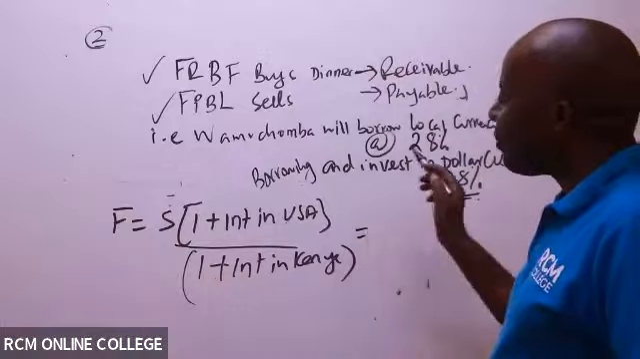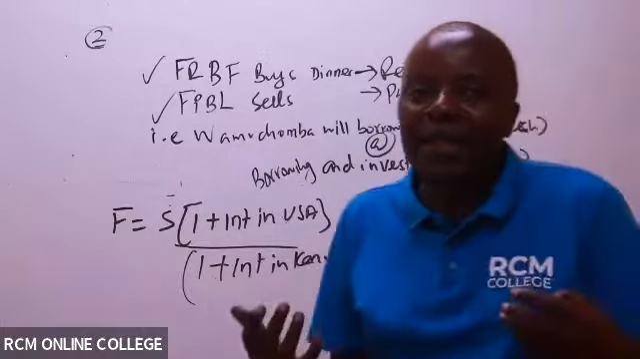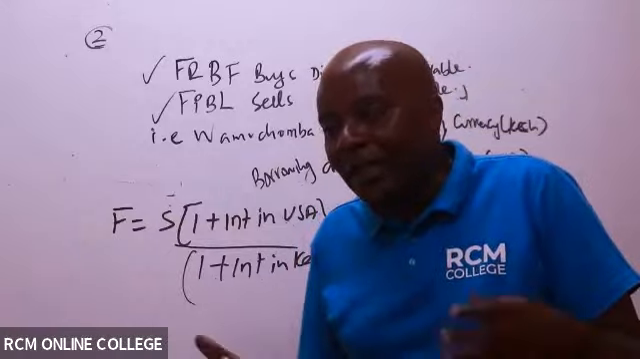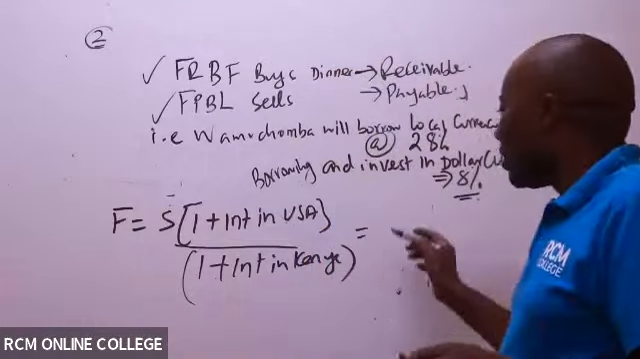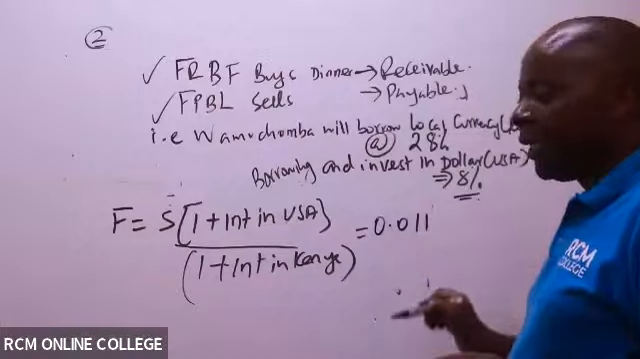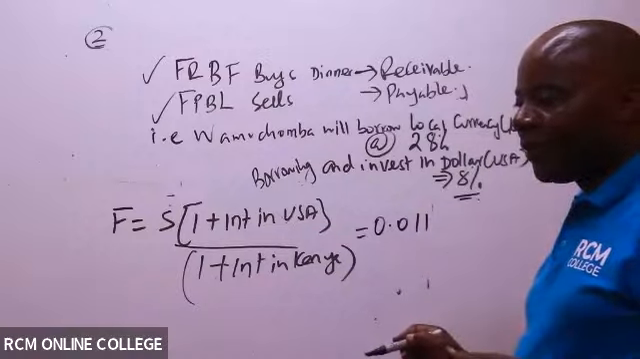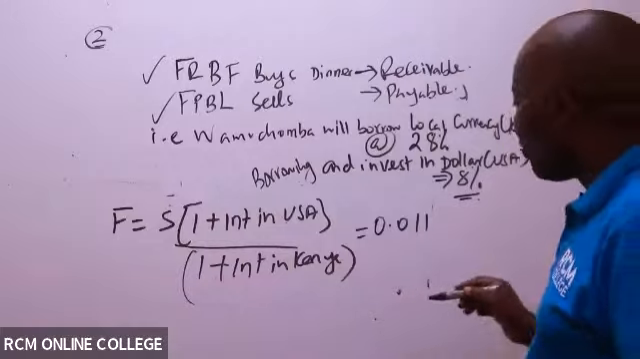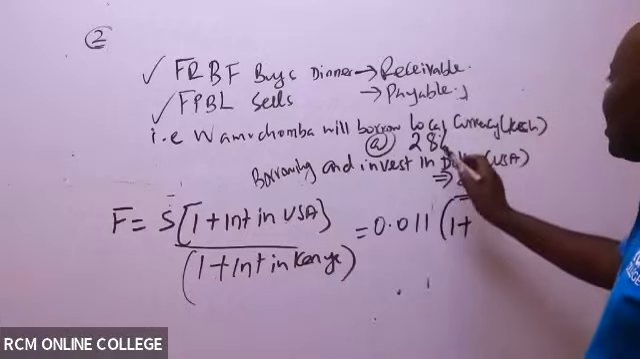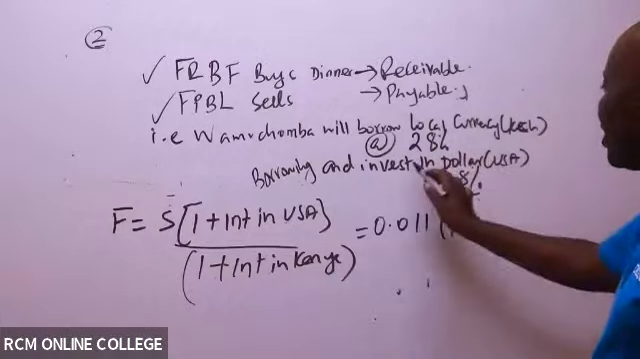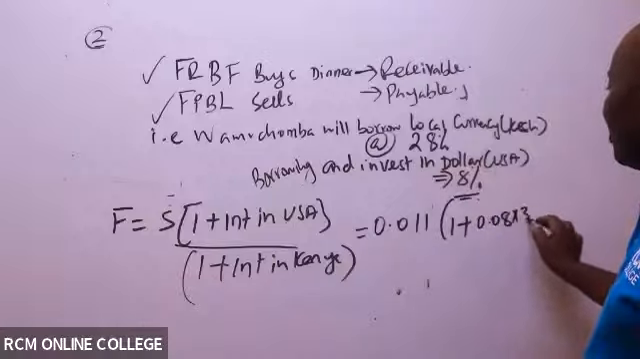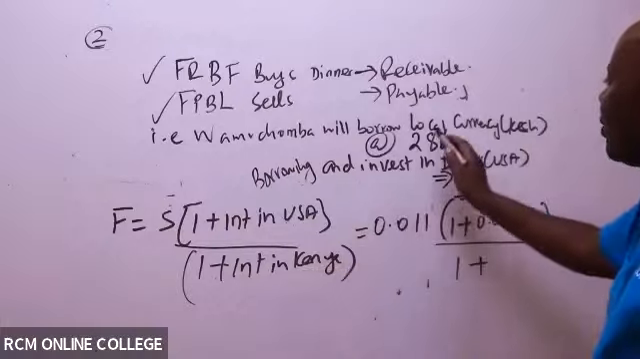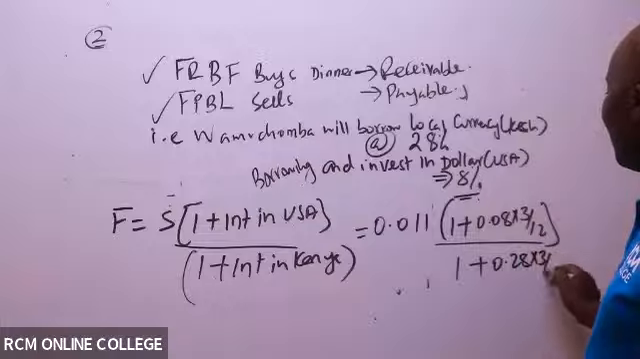So then I will pick the spot. Remember the spot rate, already we are in agreement, it is the selling rate, right? Already we know that the bank is selling. It is 0.011, I think so. Spot rate does not change. It is 0.011 into 1 plus interest in the USA, 0.08 times 3/12, all over 1 plus interest in Kenya, which is 0.28 times 3/12.